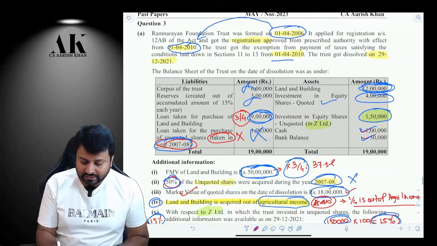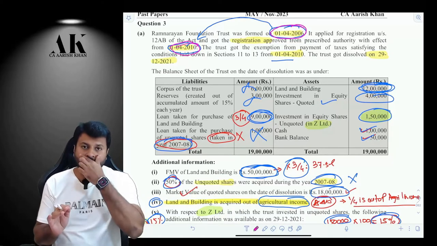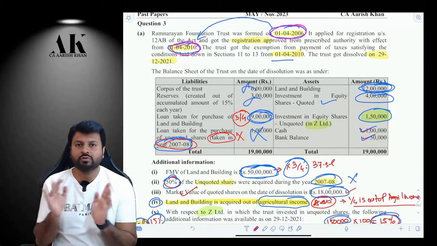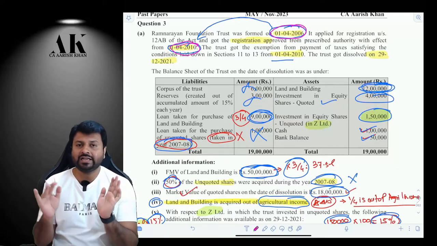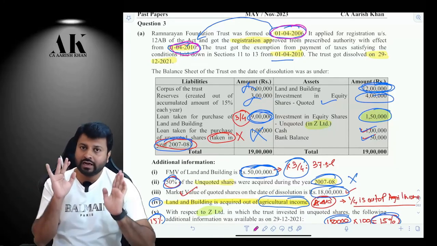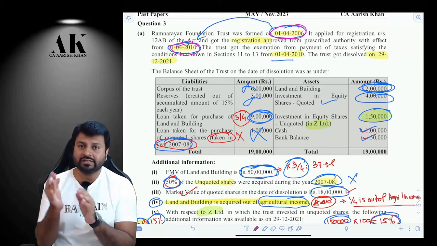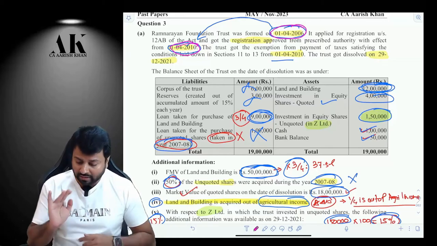The very first thing is, the trust was formed in 2006 and the trust got registered in 2010. Therefore, whatever activity the trust would have done from 2006 to 2010 would be taxable, and on that activity accredited income cannot be charged. Be very careful. Accredited income cannot be charged on activity which is done before the trust was registered. Okay, now we need to compute what?